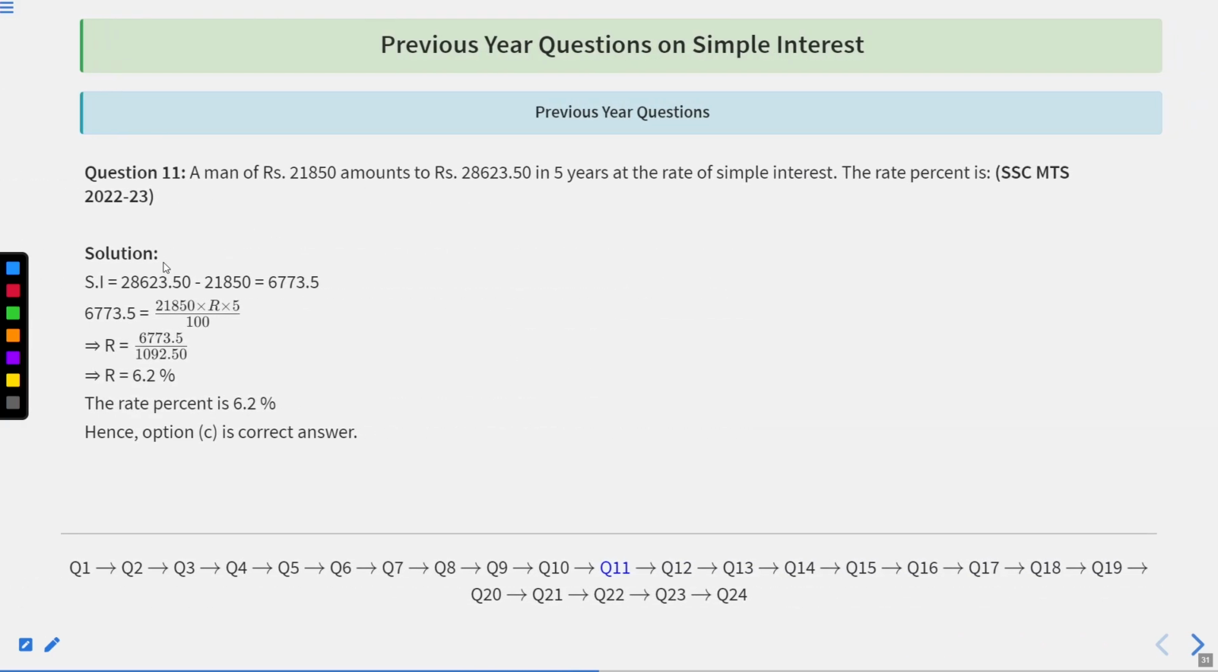So simple interest is given to be 28,623.5 minus 21,850. So that is equal to 6,773.5. So 6,773.5 is equal to 21,850 into R into 5 upon 100. So that means R is equal to 6.2%. So the required rate percent is equal to 6.2%. The correct option here will be option C.